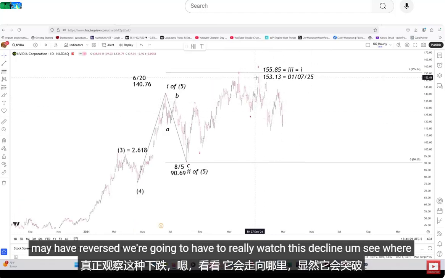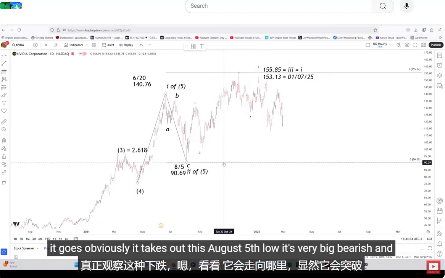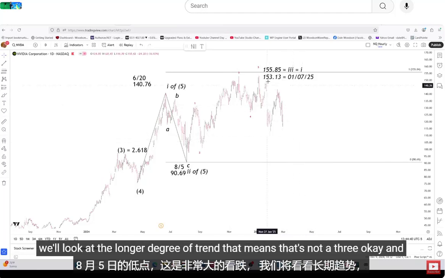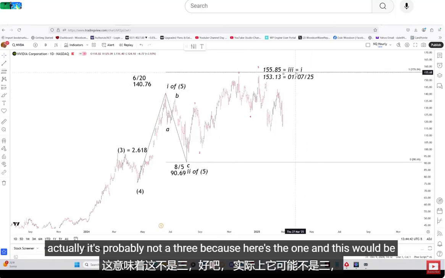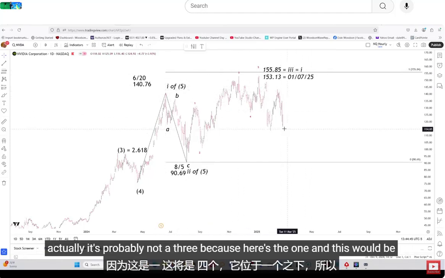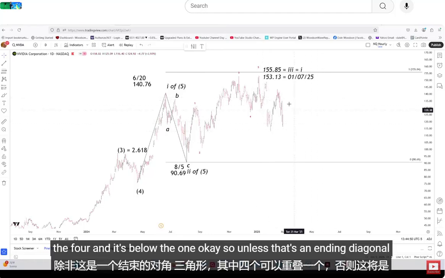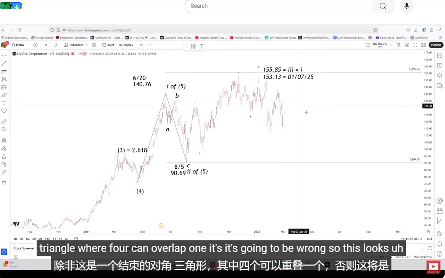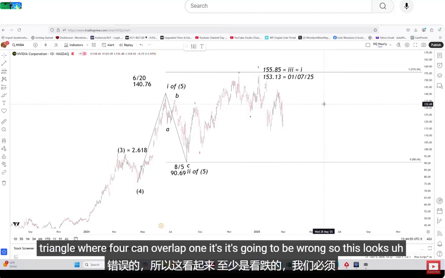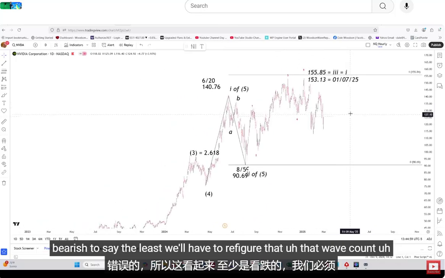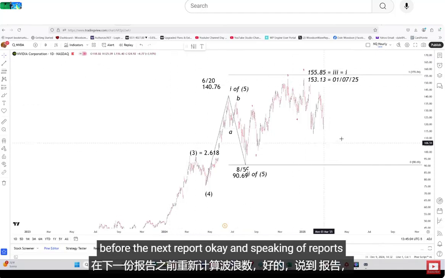We're going to have to really watch this decline, see where it goes. Obviously, if it takes out this August 5th low, it's very bearish, and we'll look at the longer degree of trend. That means that's not a 3. Okay, and actually it's probably not a 3 because here's the 1, and this would be the 4, and it's below the 1, okay? So unless that's an ending diagonal triangle where 4 can overlap 1, it's going to be wrong. So this looks bearish to say the least. We'll have to refigure that wave count before the next report.